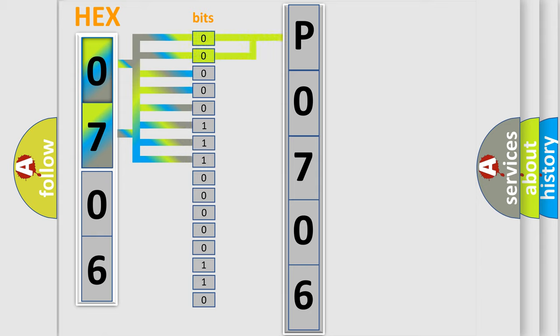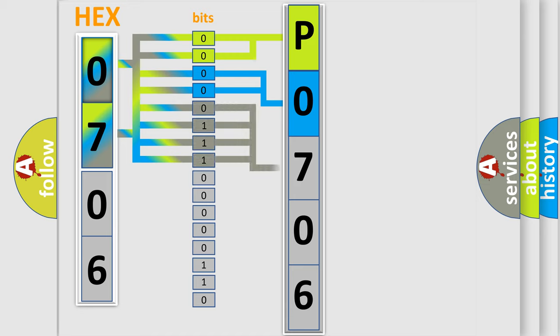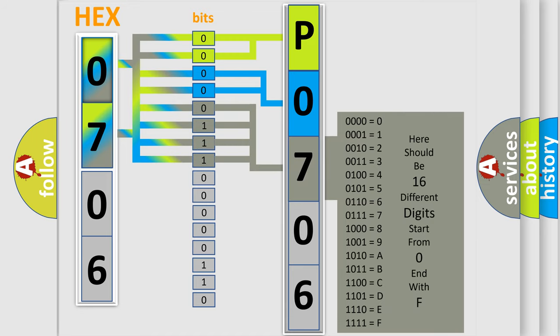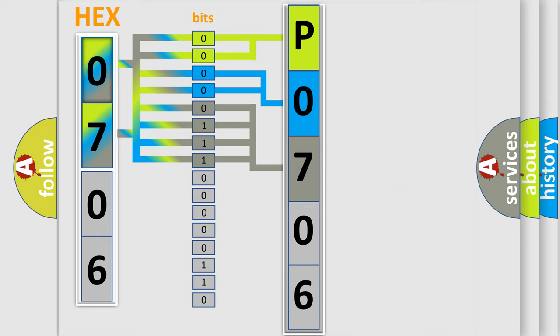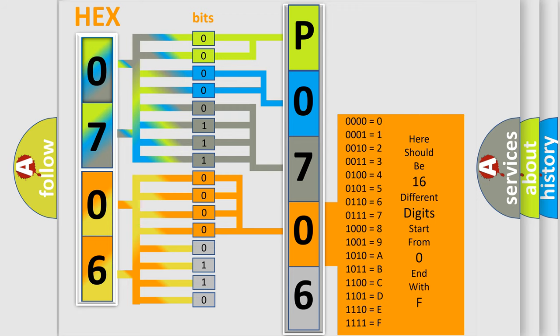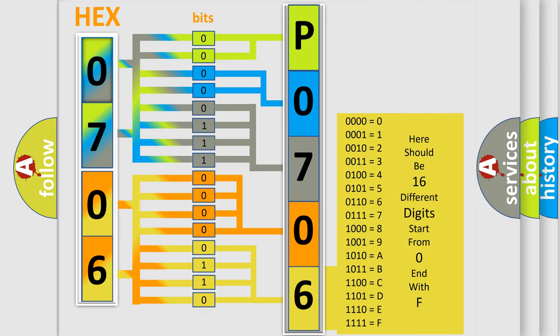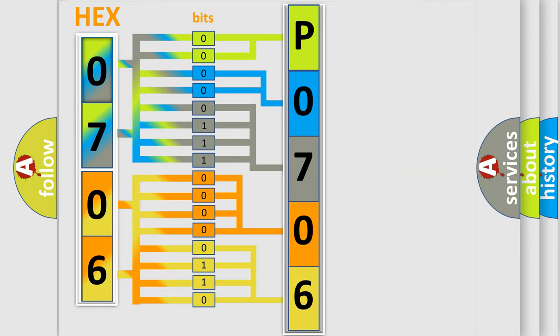By combining the first two bits, the basic character of the error code is expressed. The next two bits again determine the second character. The last bit of the first byte defines the third character of the code. The second byte is composed of a combination of 8 bits. The first 4 bits determine the fourth character of the code, and the combination of the last 4 bits defines the fifth character. A single byte conceals 256 possible combinations. We now know in what way the diagnostic tool translates the received information into a more comprehensible format.